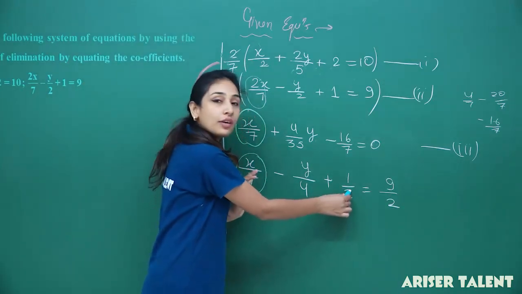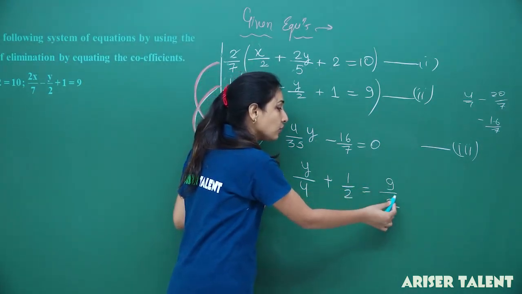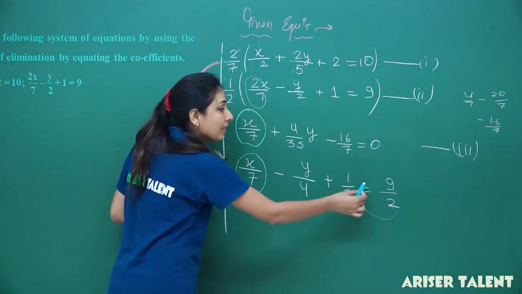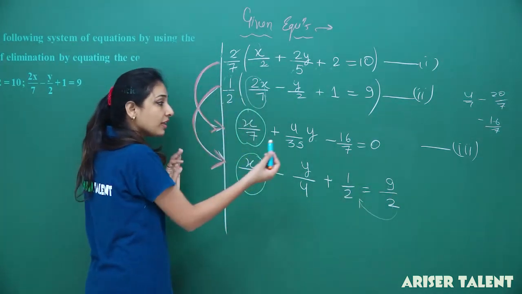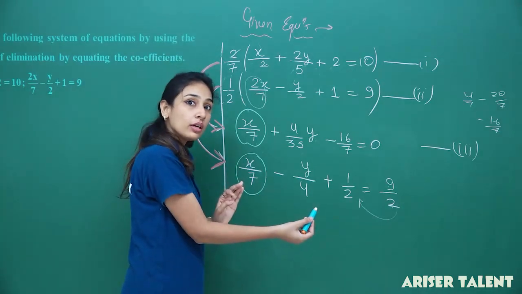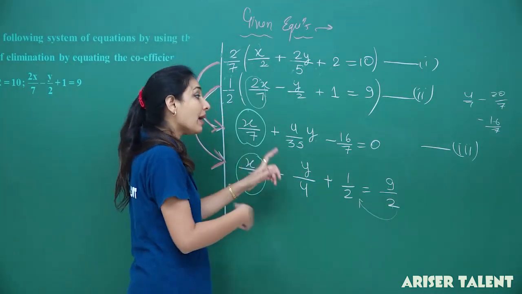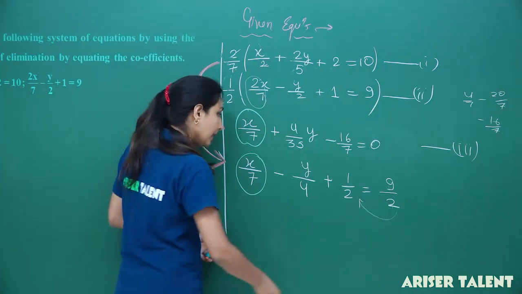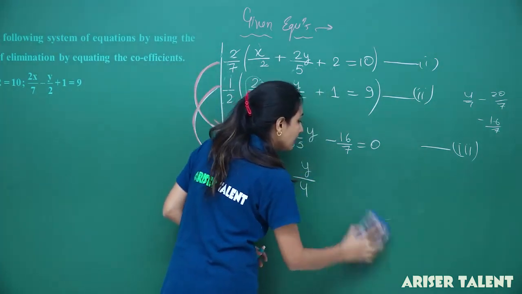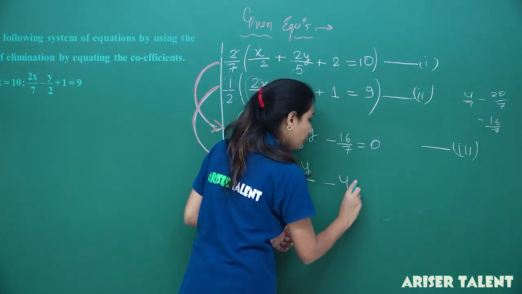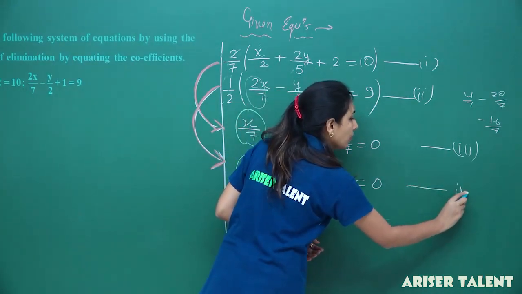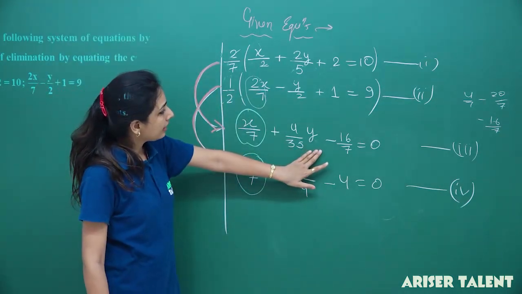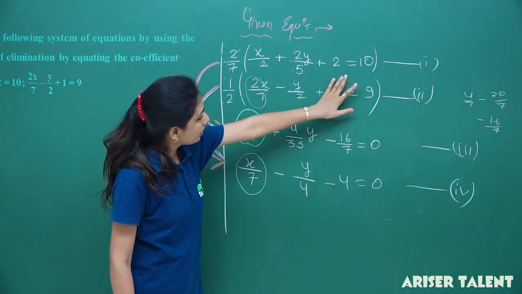Now this is 1 by 2, this is 9 by 2. When I transpose this side, that will become minus 9 by 2. Now 1 by 2 minus 9 by 2 is minus 8 by 2, and minus 8 by 2 is minus 4. So I can write it here: minus 4 equals 0, which is my fourth equation. Right, students?